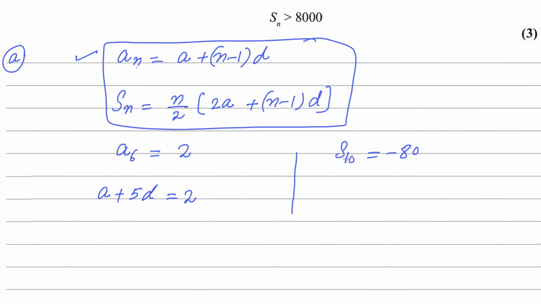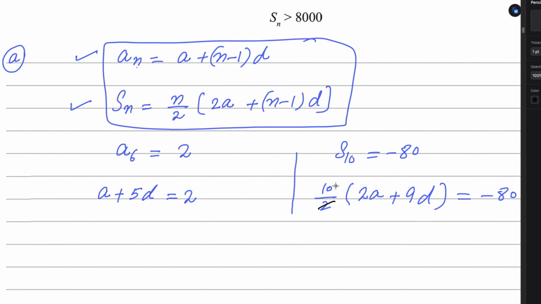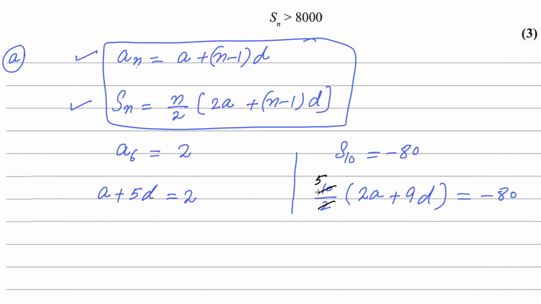On other side, we can solve this one by using the other formula. This one, it is n by 2. So this will be 10 by 2 into 2a plus, here is n minus 1, here will be 10 minus 1, so it will be 9. 9d equals to negative 80. This 2 is cancelled with 10, so it will be 5, and this 5 will divide the other side, so you get here negative 16. Got it? Negative 80 divided by 5 is negative 16. So this equation is 2a plus 9d is equals to negative 16.